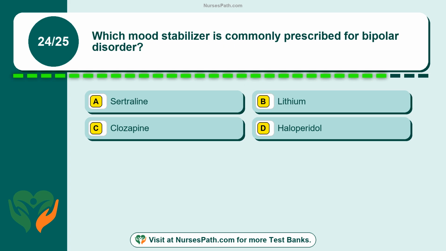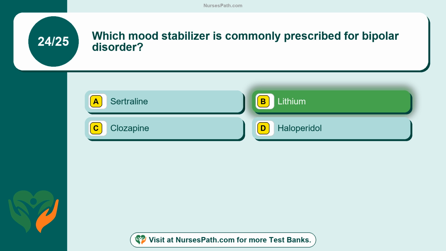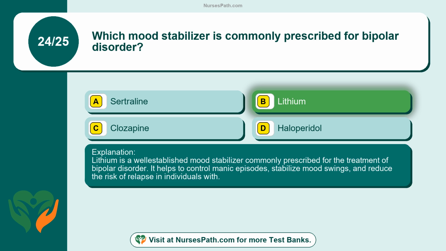Question 24. Which mood stabilizer is commonly prescribed for bipolar disorder? Option A, sertraline. Option B, lithium. Option C, clozapine. Option D, haloperidol. The correct answer is option B, lithium. Lithium is a well-established mood stabilizer commonly prescribed for the treatment of bipolar disorder. It helps to control manic episodes, stabilize mood swings, and reduce the risk of relapse in individuals with.